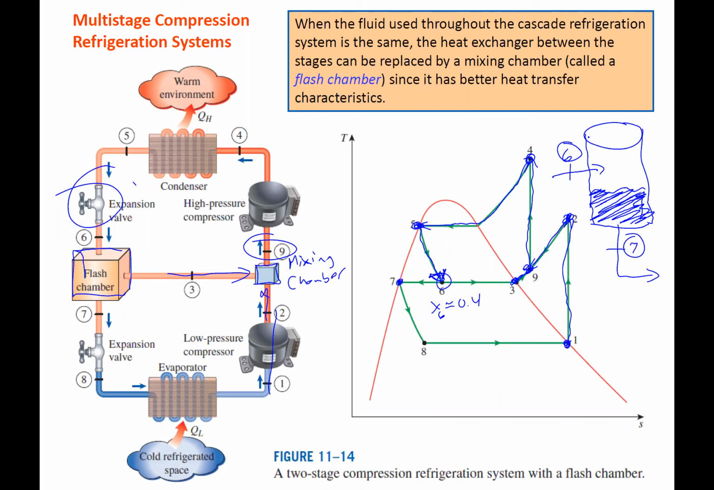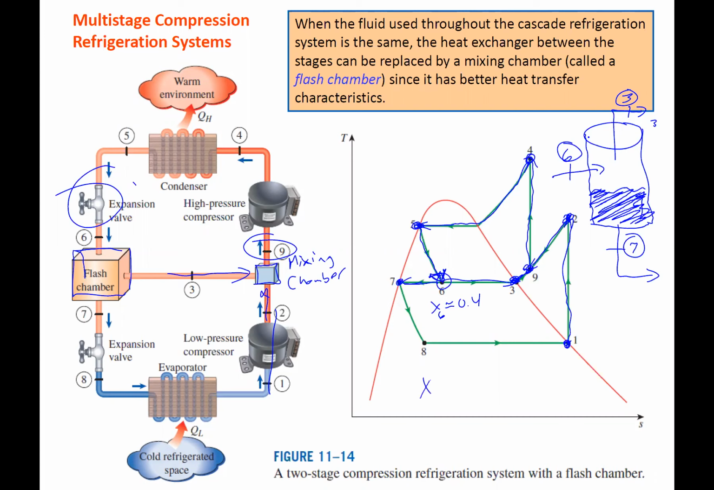And then over here, you can take everything at the top, and that would be state 3. So that would be everything leaving as a vapor, okay? And that's your flash chamber. It separates the liquid and the vapor from state 6. So we can use that quality that we have.